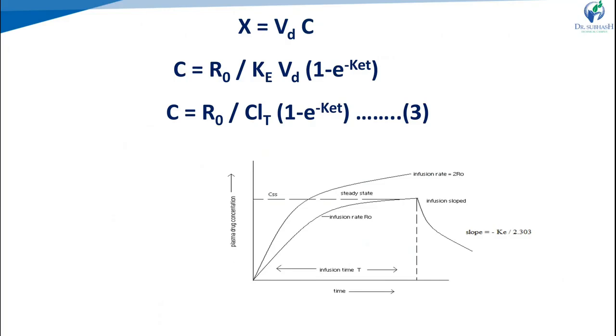The final equation that we have to get is C is equal to R0 upon Ke into Vd, 1 minus e raised to minus Ket.